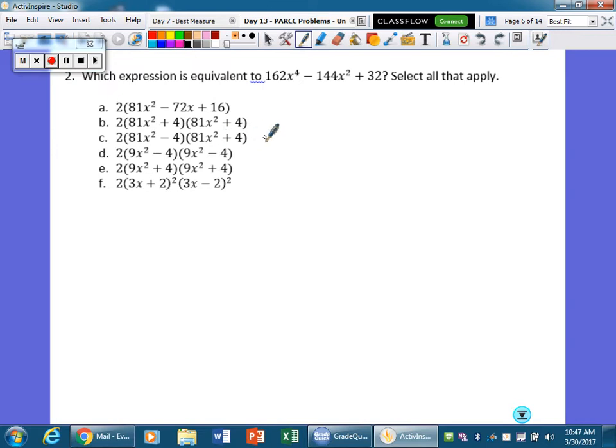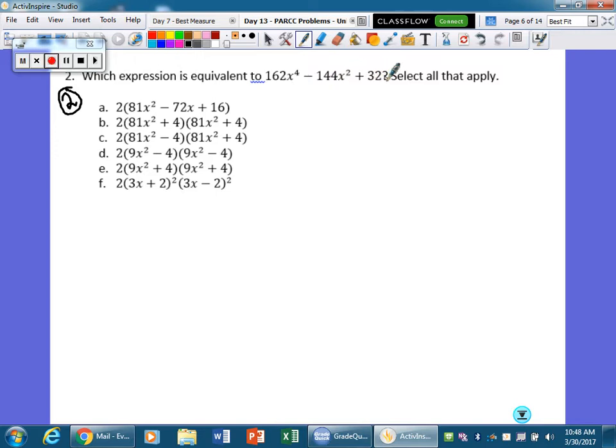Okay, the second question. Always read it first. Let's see what we can decide. Which expression is equivalent to 162x to the fourth minus 144x squared plus 32? Select all that apply. I'm going to give you a hint here. There are 2 answers. Okay, so out of all of these, there's just 2. That's my hint.